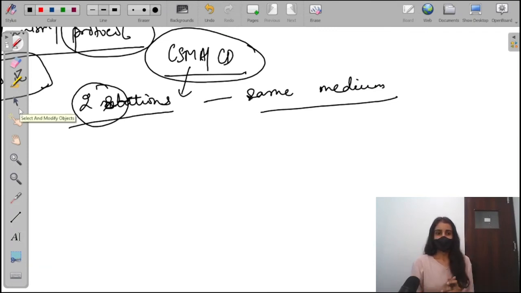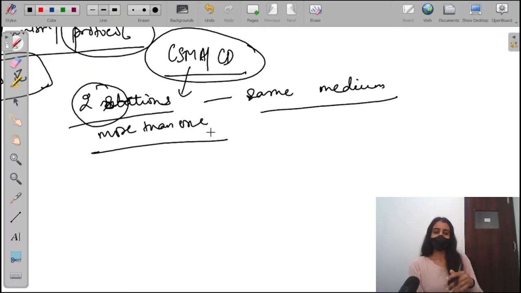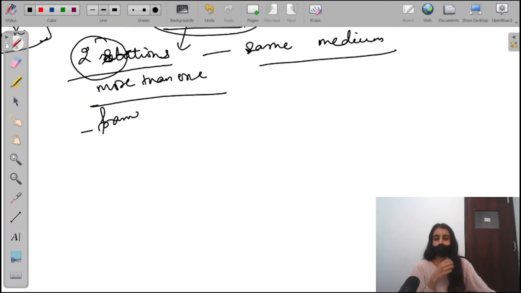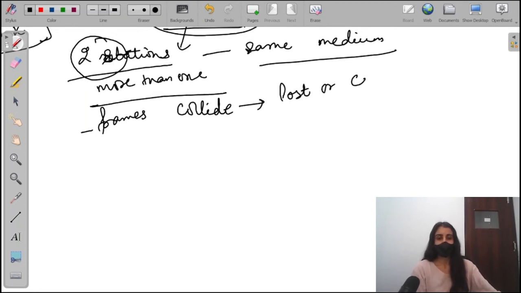Okay, so now we know that we don't want more than one station to access the same medium at the same time. So why don't we want that? Because if two or more stations are accessing the same medium at the same time, frames can collide, which may result in lost or corrupted frames. Our data can be lost or corrupted.